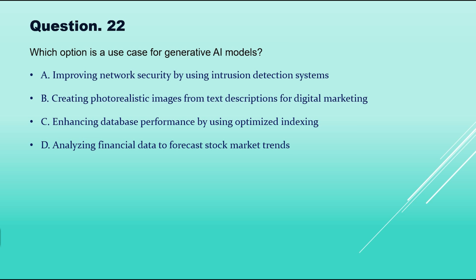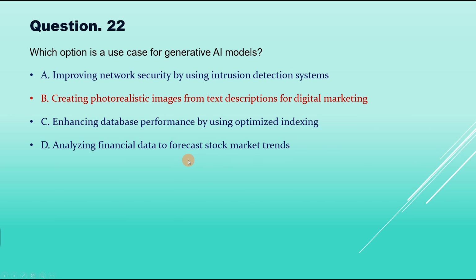So, the correct answer here will be option B, creating photorealistic images from text descriptions for digital marketing. And this is because generative AI models are designed to create new content, which includes generating images, text, audio, or other types of media based on the input data. And due to this reason, for this use case, option B will be the correct option.